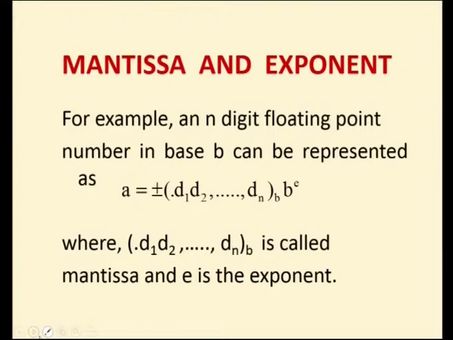For example, take a decimal number being represented, an n digit floating point number in base b can be represented as a is equal to plus or minus 0 point d1, d2 etc. up to dn base b, times b power e. Base b, if b is equal to 2, then we get a binary representation of the number, where 0 point d1, d2 etc. up to dn suffix b is called mantissa. This particular part is called mantissa and e is the exponent.